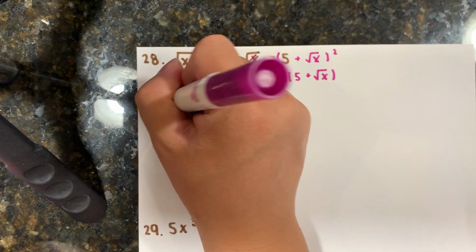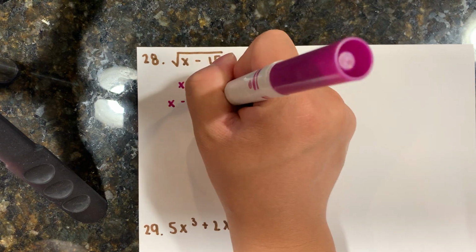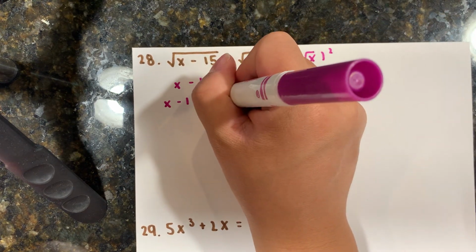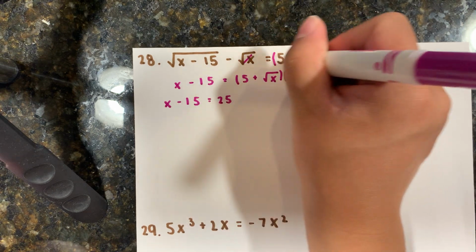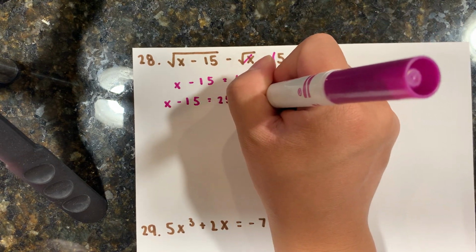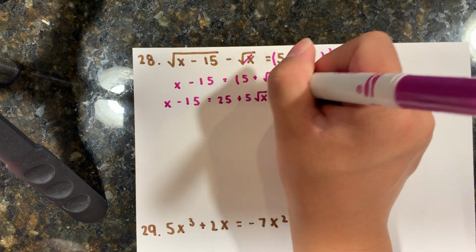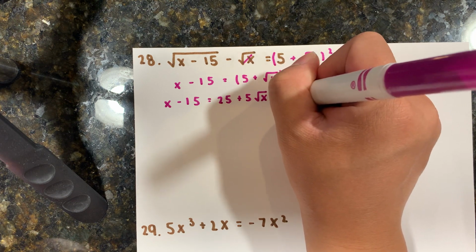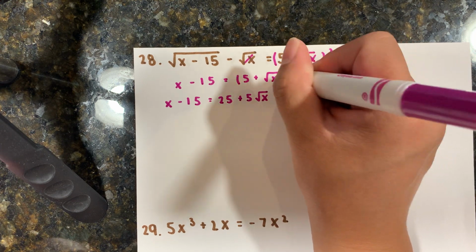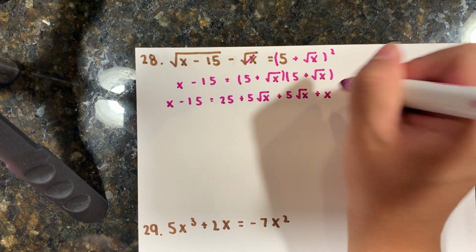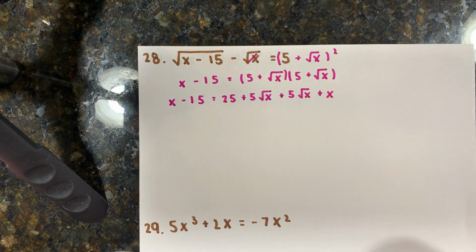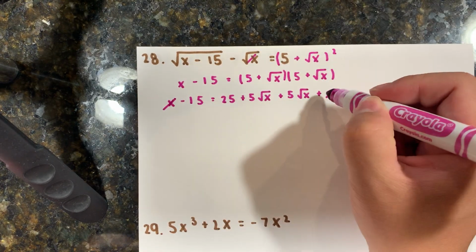And that would give you x minus 15 equals 5 times 5 is 25. 5 times root x is 5 root x. Root x times 5 would be 5 root x. Root x times root x would just be x. Now if there's a positive x on both sides, those are both going to cancel.